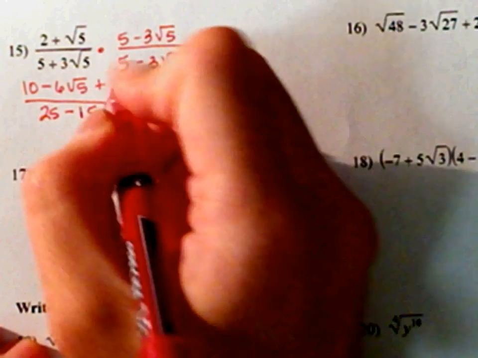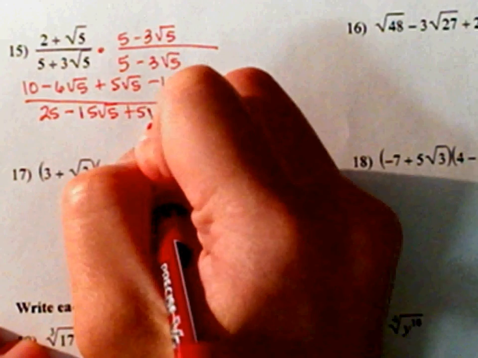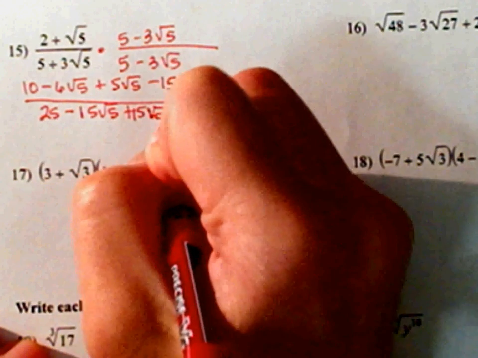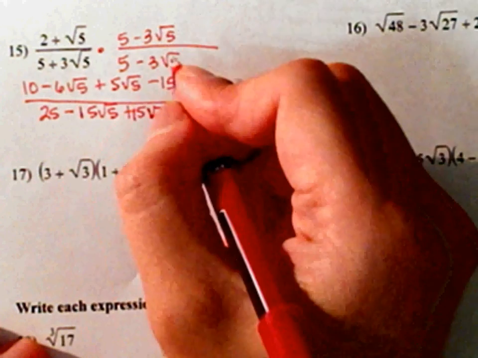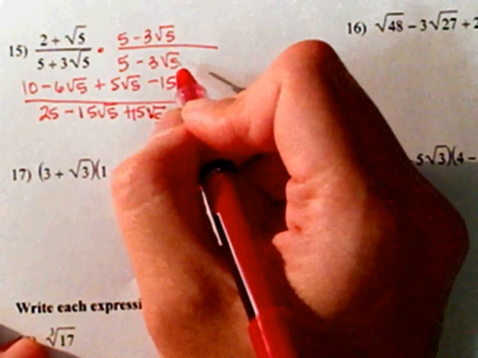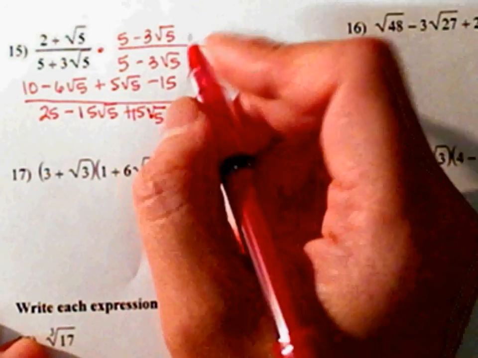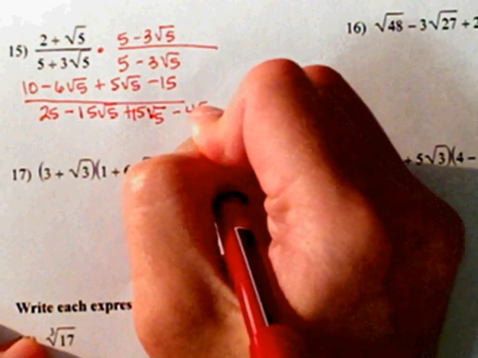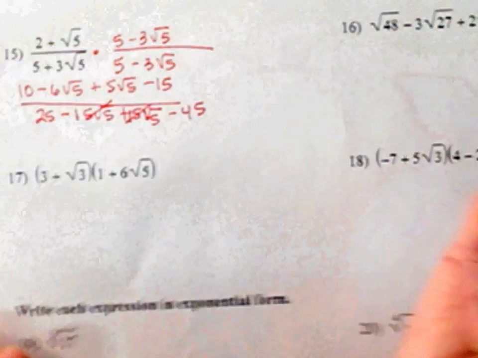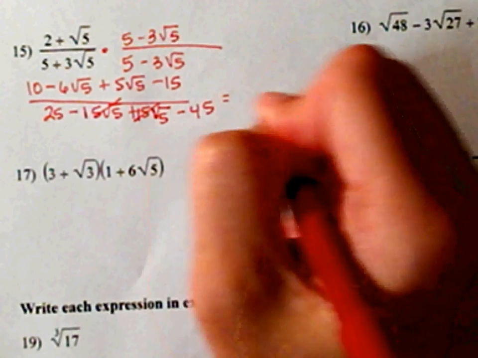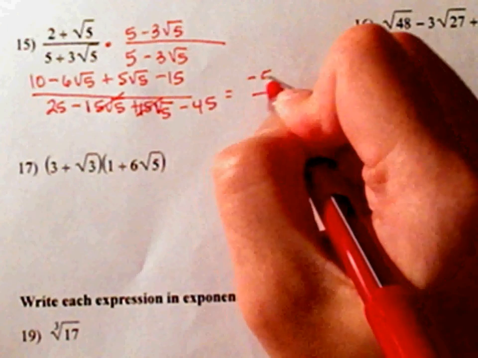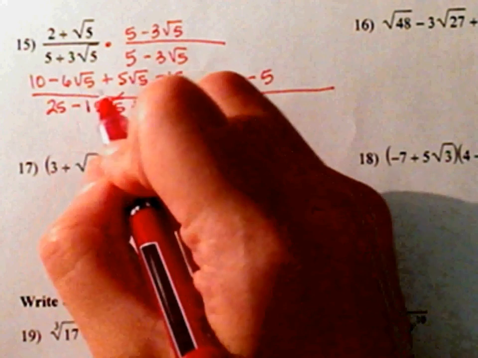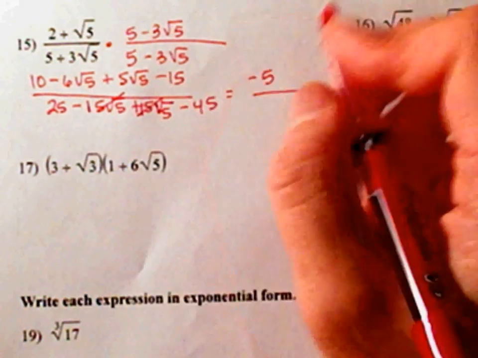Middle term, plus 5, 15 square roots of 5. Positive 3 times negative 3 is negative 9. Square root of 5 times square root of 5 is 5, so negative 9 times 5 is negative 45. Notice how the middle term cancels, okay? Combine your like terms. 10 minus 15 is negative 5. Negative 6 square roots of 5 plus 5 square roots of 5 is negative square roots of 5.